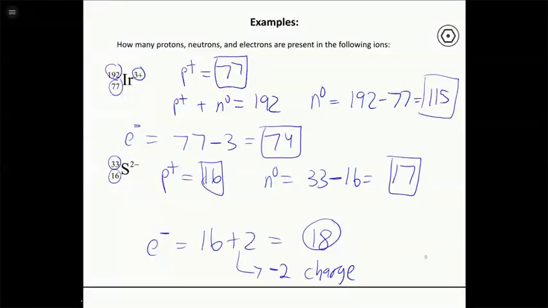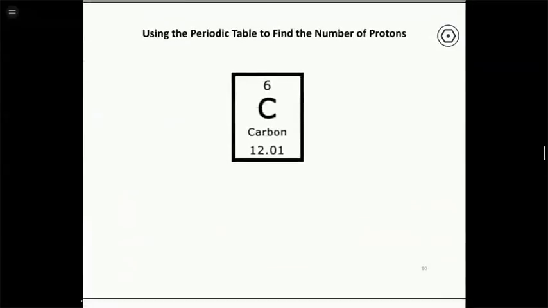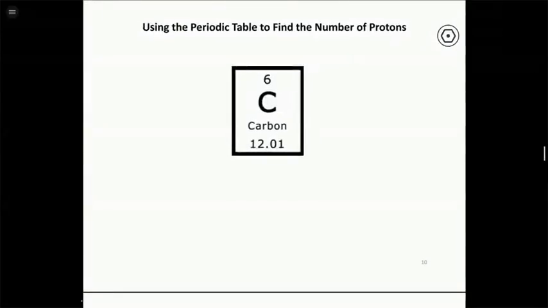Okay, so the last relevant topic is going to be using the periodic table to help us find the number of protons. So this is what your periodic table entries are going to look like vaguely. I think it's pretty close to this. But anyway, what you have is the atomic symbol in the center. The 1 or 2 letter one here is carbon, which is just C, capital letter.